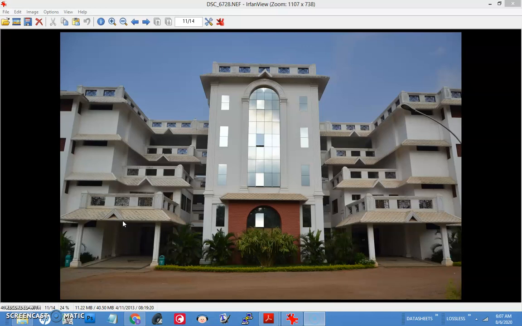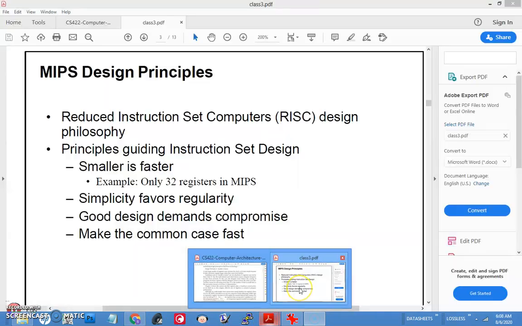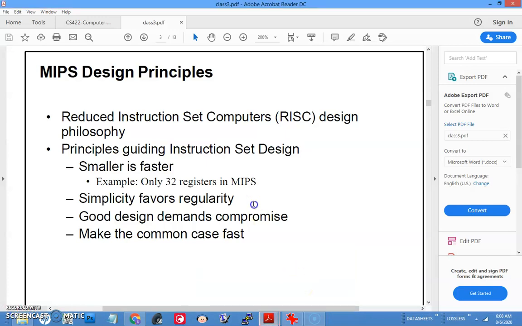So all these are results of their design decisions taken. Design decisions are not arbitrary decisions, they are taken based on some principles. So today we are going to see the design principles followed by MIPS designers to come up with the MIPS architecture. So today's subheading will be Principles of Hardware Design. So MIPS design principles. Fundamentally there are four guiding principles.